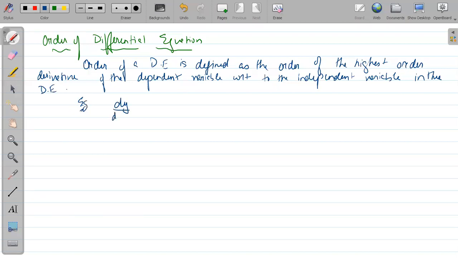Suppose dy by dx equals x minus y. So here, what is the order? So its order is 1. Very simple. We will be writing some critical examples later on.